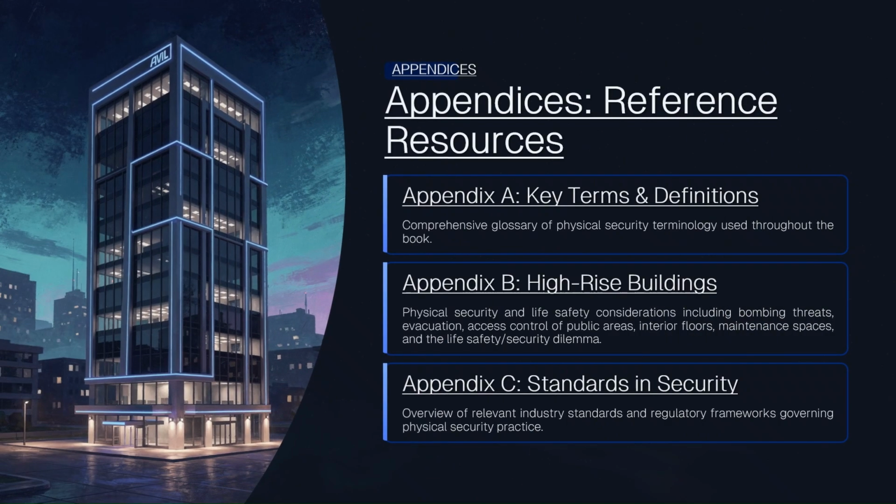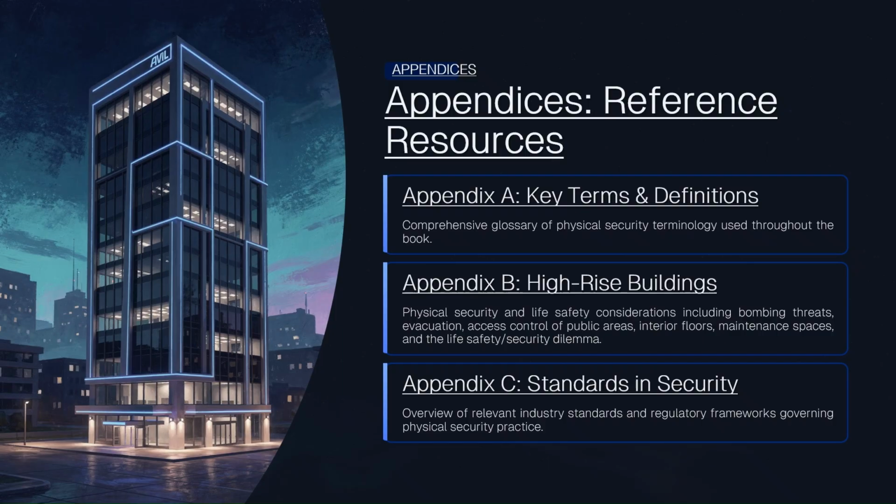As we conclude this overview of Module 5, Physical Security, it is important to recognize the value of the reference resources included in the appendices. The first appendix contains key terms and definitions, providing clear explanations of the terminology commonly used in physical security management. The second appendix highlights high-rise building considerations, which address unique security challenges such as vertical access control, emergency evacuation planning, and integration of security systems across multiple floors.